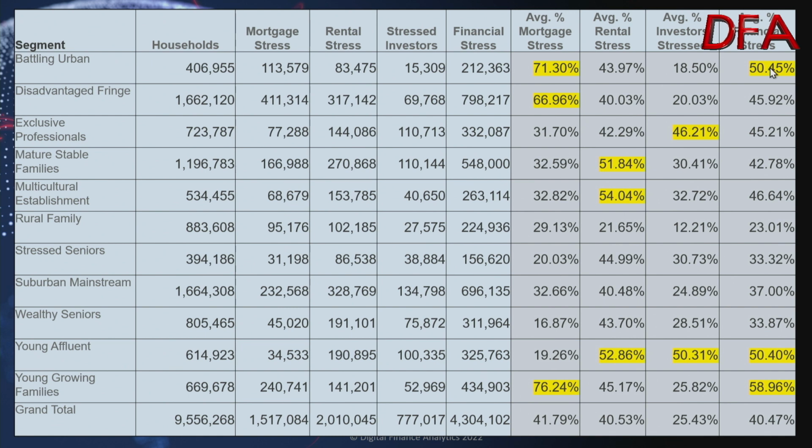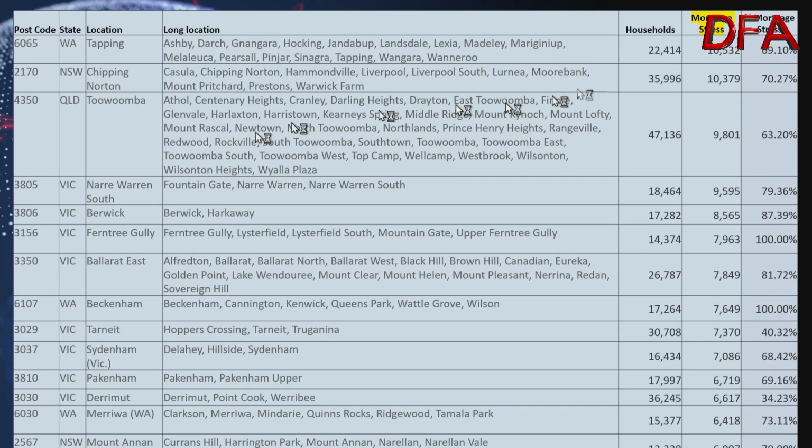And then on financial stress overall, the battling urban, the young affluents, and the young growing families are all where a lot of the action is. So it shows you that different groups are really differentially impacted by all of this. These are the top postcodes with mortgage stress, but I'm using the count of households just to give you a relative comparison. So WA 6065, which includes Wanneroo and a few places like that, is right up the list.